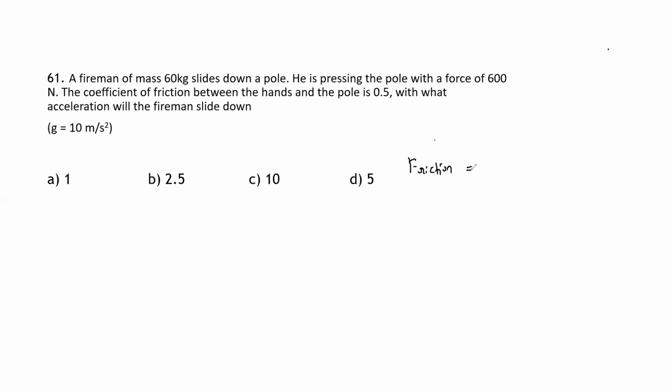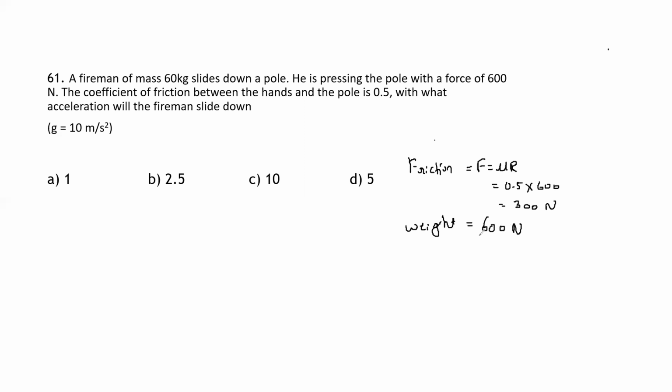Frictional force F is equal to mu into R. So the mu value is 0.5 into the R value, which is 600. So 0.5 into 600 is nothing but 300 Newton. Then the weight of the person is given. The weight of the person is 600 Newton.